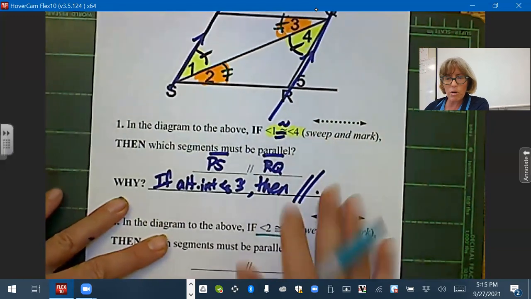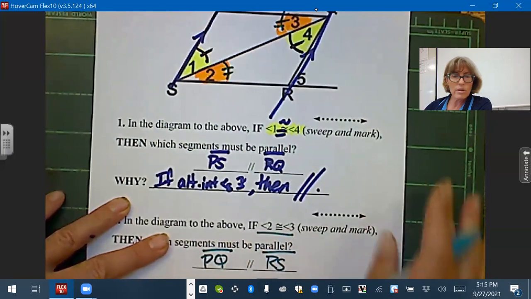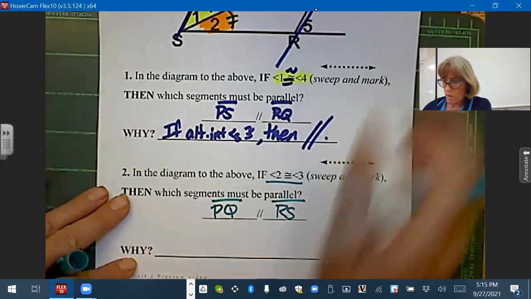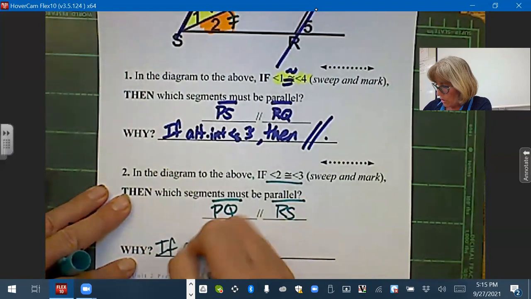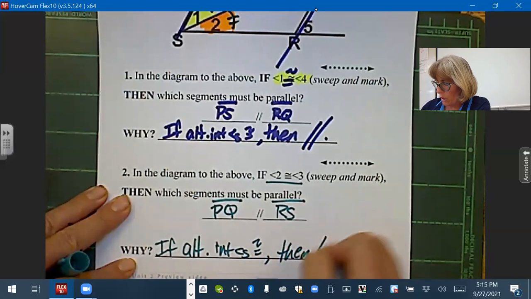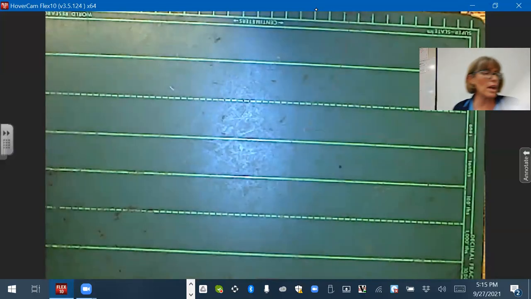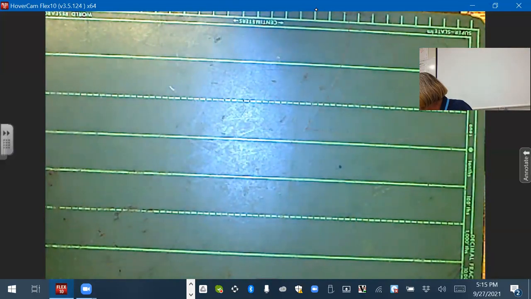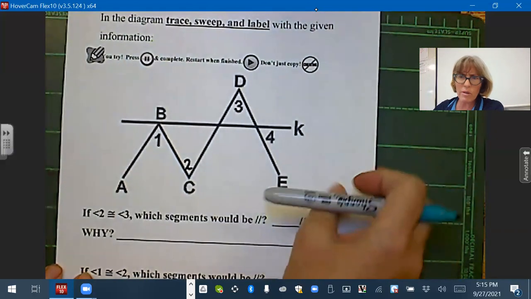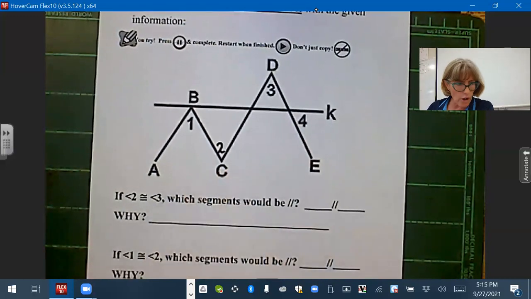Which segments must be parallel? PQ must be parallel to RS. And the reason is, if alternate interior angles are congruent, then you have parallel lines. Proving parallel lines. Let's try another set. This one says do it on your own. I don't think you're ready to be on your own, so I'm going to do this with you. Okay, so you can just follow along, but still have your stir stick and still have your colors handy.